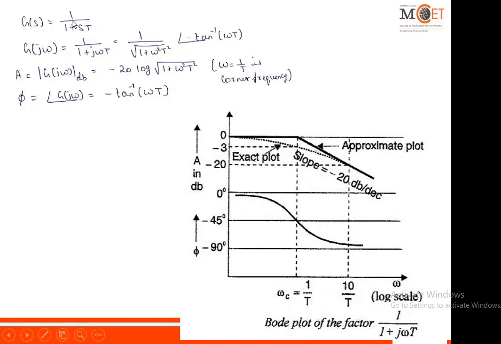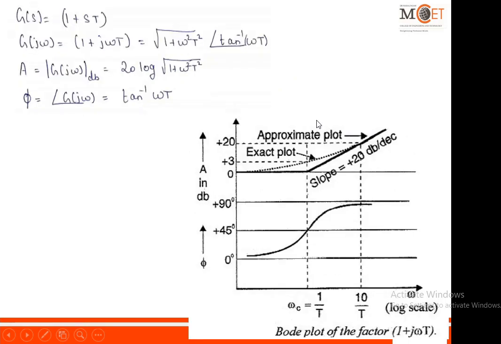You can just think of a graph with g of s equal to 1 plus s into t, that is, 1 plus s t in the numerator. Can you just think of it? By the time you think, here is the graph. The same thing is done here.